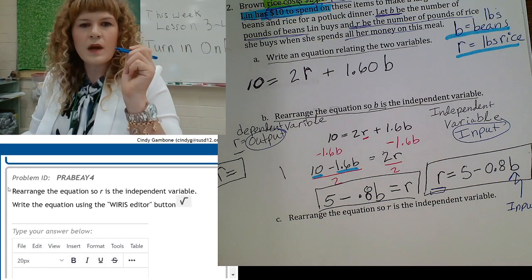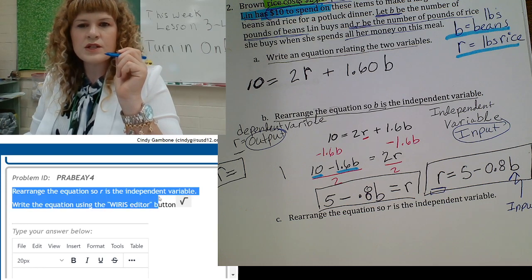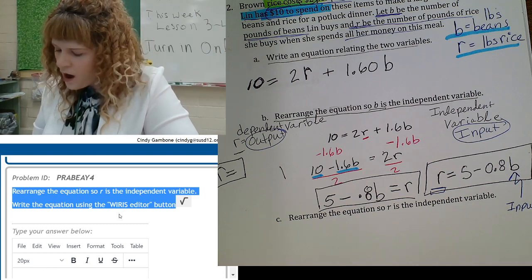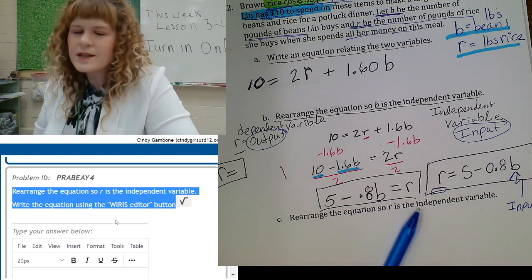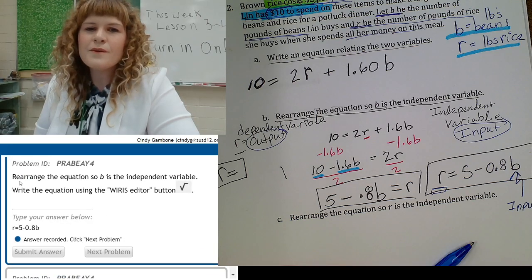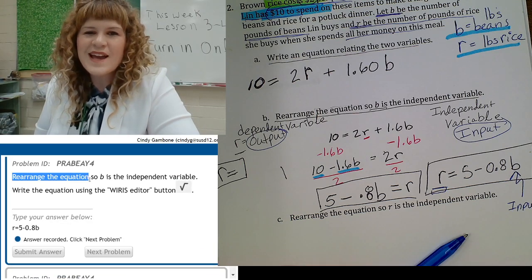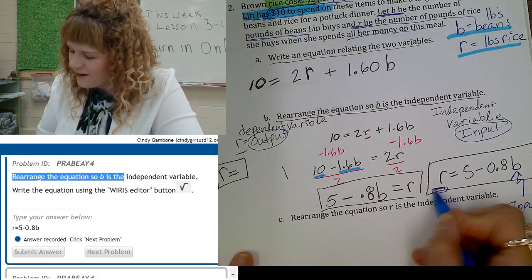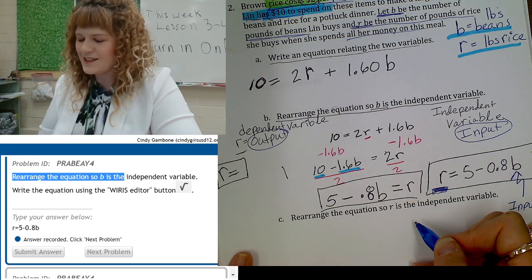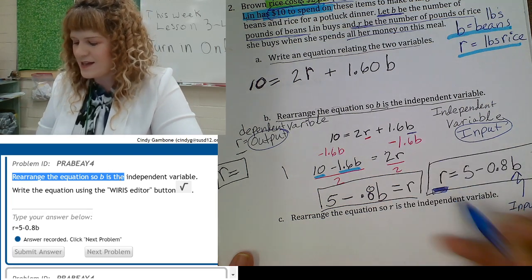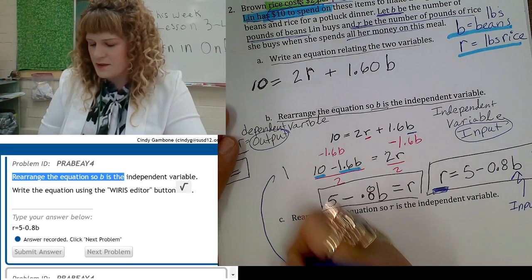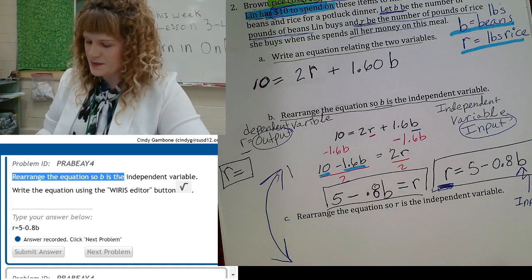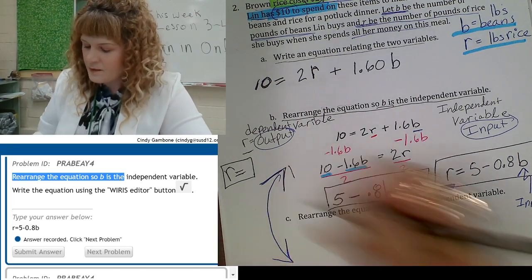Now it says, and read carefully, rearrange the equation so r is the independent variable. Wait a second, I just did that. Oh, I did it backwards. Oh man, you really have to read carefully. This one said rearrange the equation so b is the independent variable, but I did r. I needed to isolate the b, not isolate the r. Well, I have to do it backwards on my paper. Sorry. If you did it backwards too, don't worry. Anyway, let's do b next.